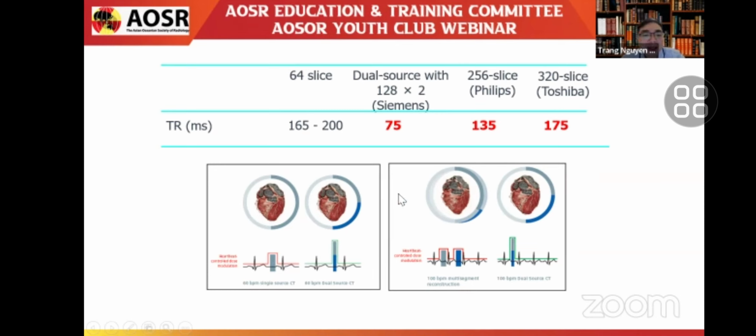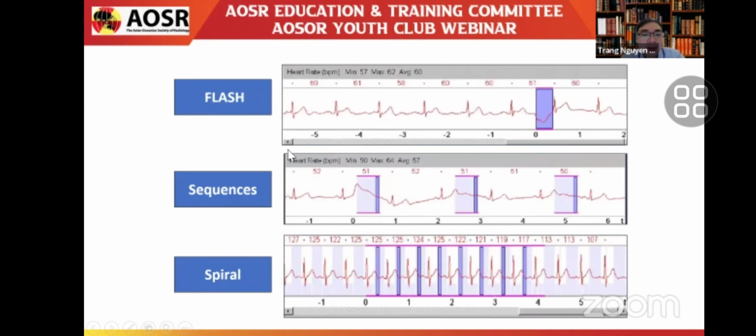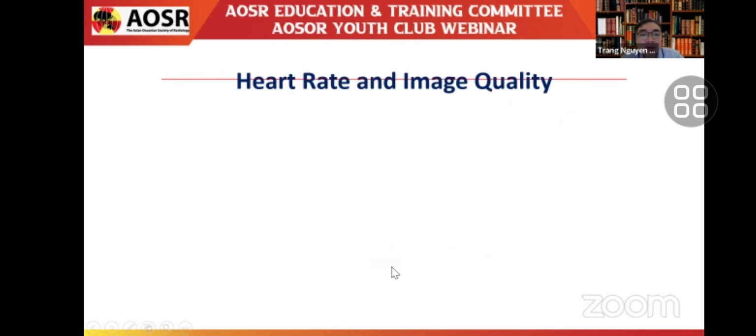After that, we need the ECG gating, and we are concerned about the time resolution. For example, in our department right now, we use the dual source from Siemens, and the temporal resolution is so good that we do not need the beta blocker, and we can scan with reasonable image quality. With some protocols, we can scan the patient for coronary CTA with the flash mode, that is one heartbeat, or we can use prospective gating or retrospective gating. That depends on the indications.